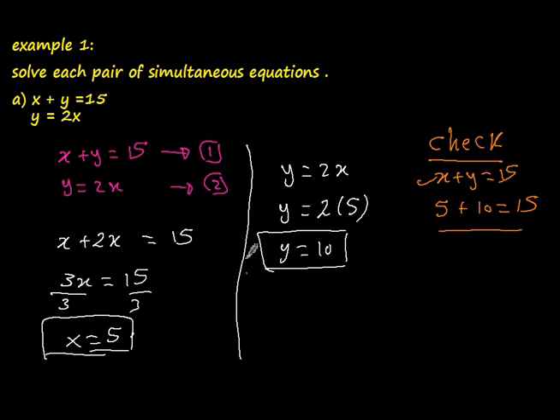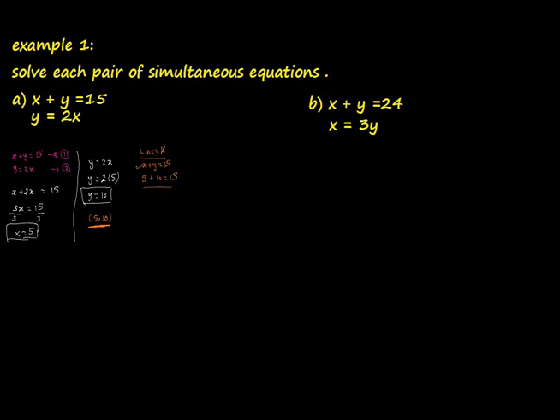So, guys, we have the solution to this pair of simultaneous equations to be the point (5, 10). If you graph the two linear equations, the intersection point between the two lines is actually (5, 10). And now let's go to the second part of this question.